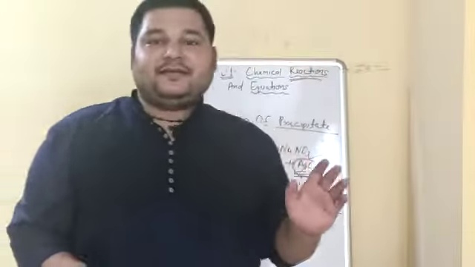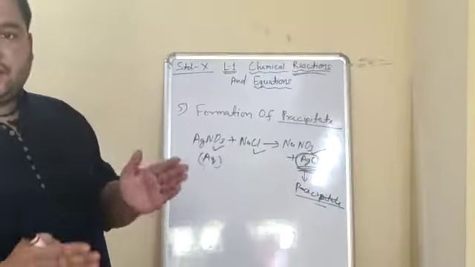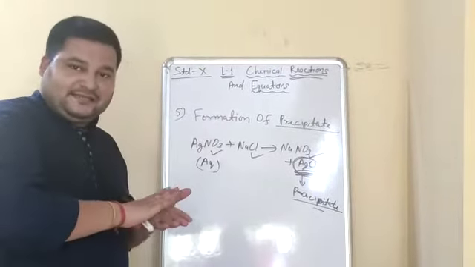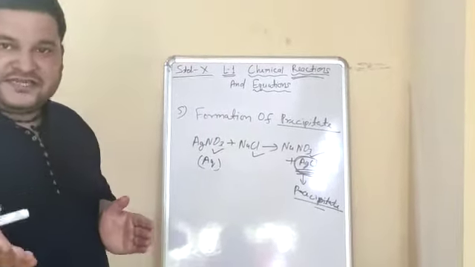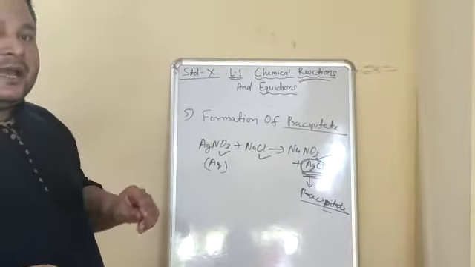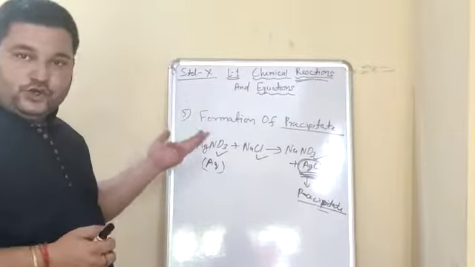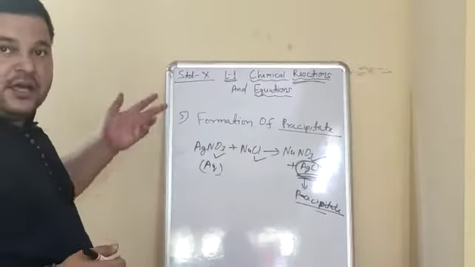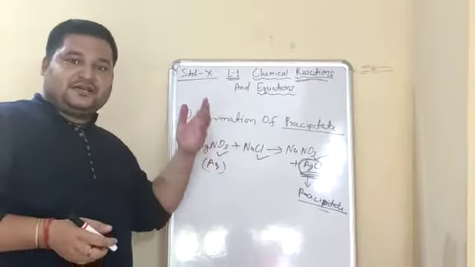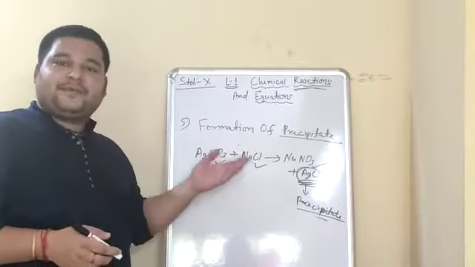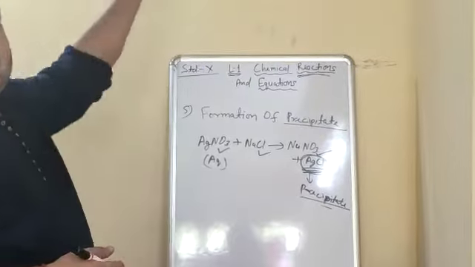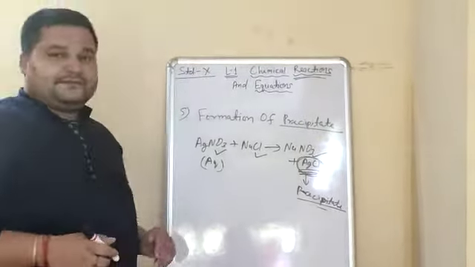Simply I am repeating again, chemical reaction is a reaction in which two or more substances react to each other to form a new substance with new properties. In any chemical reaction there are several changes that take place: evolution of gas, change in state, change in temperature, change in color, formation of precipitate, and these are included in chemical reaction.